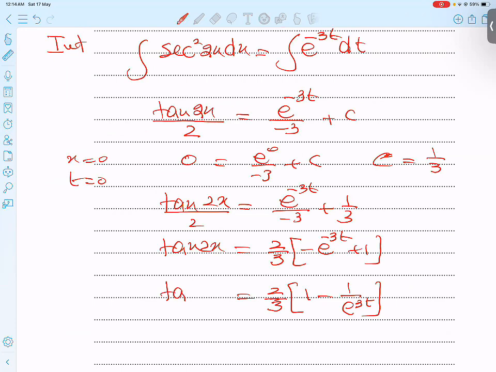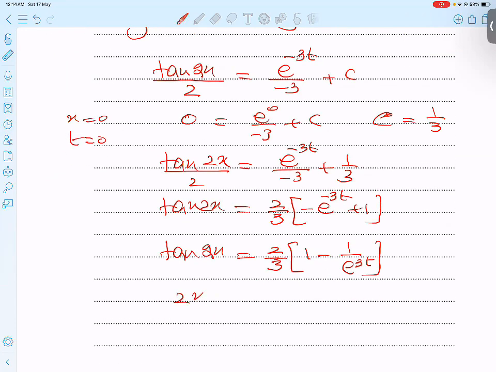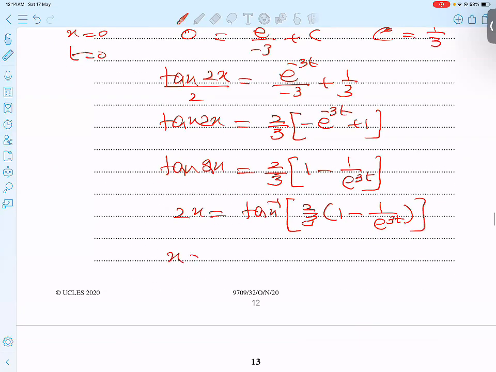And here I got tan double x. And now I will take tan inverse, 2x alone, tan inverse, in the big bracket, 2 over 3, in the bracket, 1 over e to power 3t. And this 2 will divide. So alhamdulillah, Rabbil Alameen, I got this one, tan inverse. Or I save my time and I'm writing directly here. So I bring this 2 on the other end, and we got our answer.